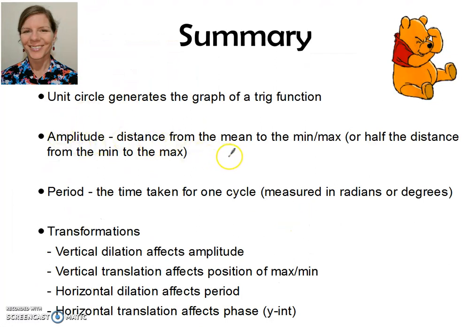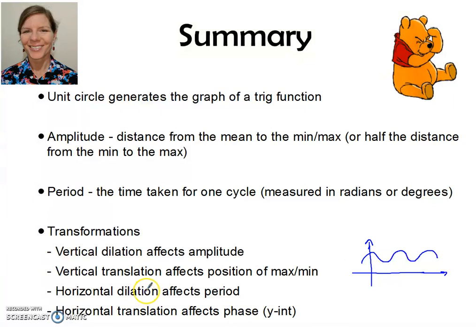Remembering the amplitude is the distance from the mean of the function to the minimum or the maximum, or half the distance from the minimum to the maximum. That comes in handy when you start doing vertical translations. The period is the time taken for one cycle, measured in radians or degrees, but do get used to using radians. And then you've got your transformations where the vertical dilation affects the amplitude, the vertical translation affects the position of the maximum or minimum. So what that means is you might end up with a function that's up here instead of down here, because you've done a vertical translation.